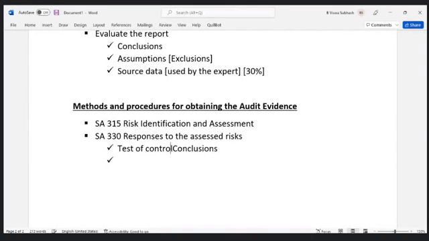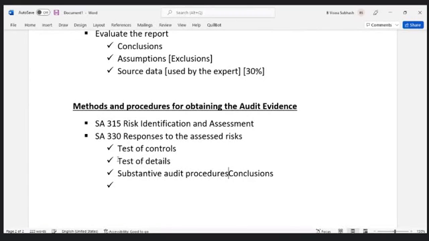Test of controls, test of details, and substantive audit procedures. These are the three things that we have discussed in SA 330 also. Whenever you are responding, these are the three things that we need to look into. One is test of controls, one is test of details. This is for deficiency, this is for materiality. Deficiency of controls and materiality of misstatements.